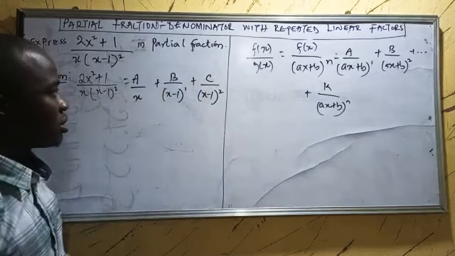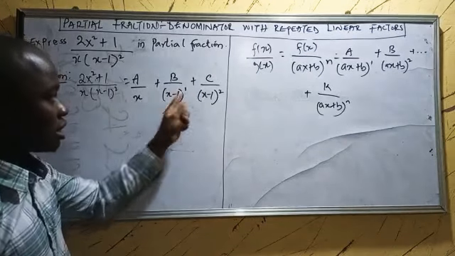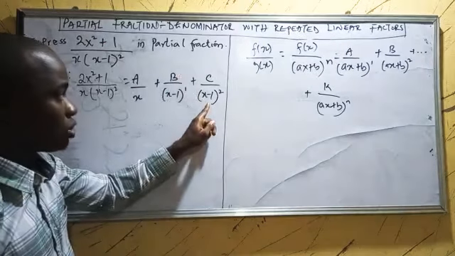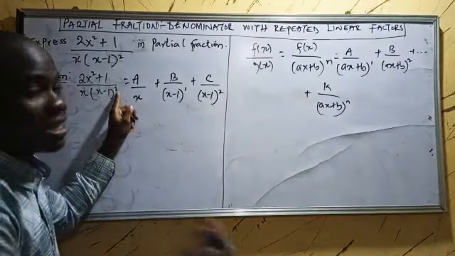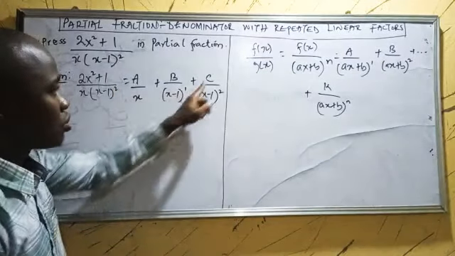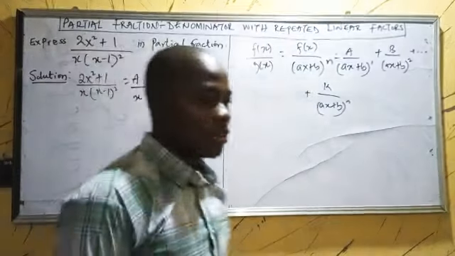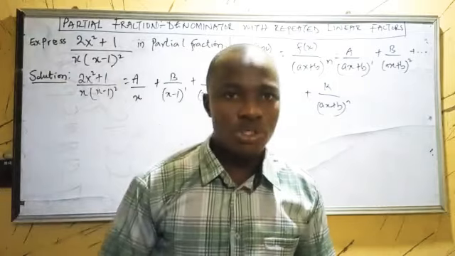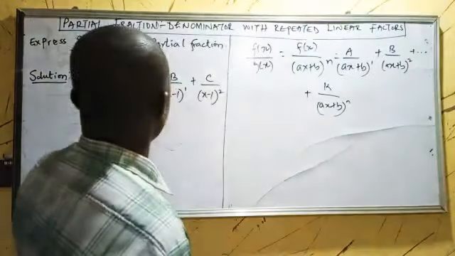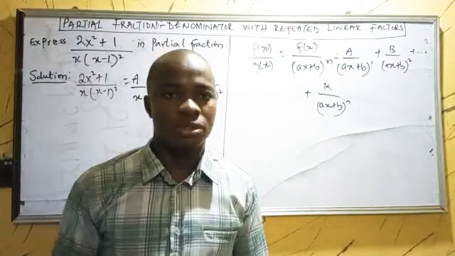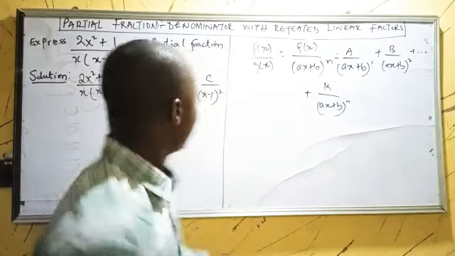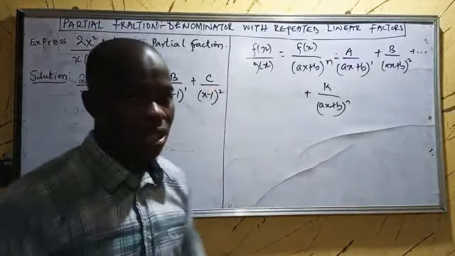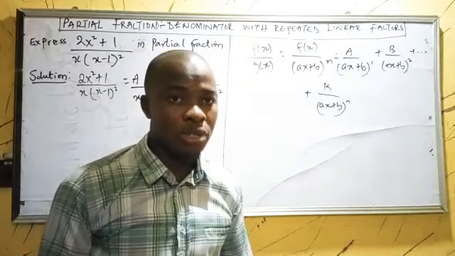Can you see that? For the first one, the power is 1, so we attach it to a constant. Then the second, which is the last, because the power is 2, we attach it to another constant, C. So A, B, C are the constants to solve for. You understand? Whatever values we get for A, B and C, we put them back into this equation, and that means our problem is solved already.